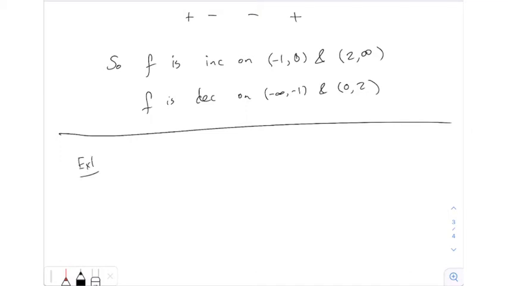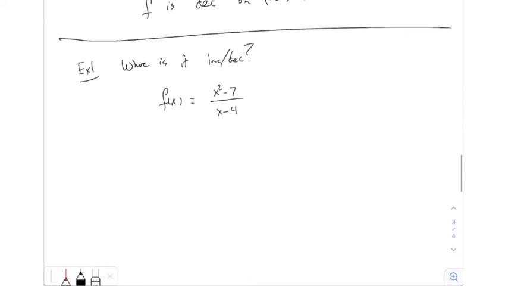How about, same question. Where is it increasing or decreasing? This time my function is f of x equals x squared minus 7 over x minus 4. We're going to try to do all the same steps. Remember, we began by finding the critical numbers. Those are the numbers you put on the chart. Then you plug values in between and see the pluses and the minuses. So to find the critical numbers, we take the derivative and then say when the derivative is 0 or does not exist.